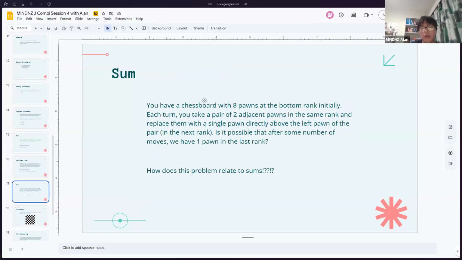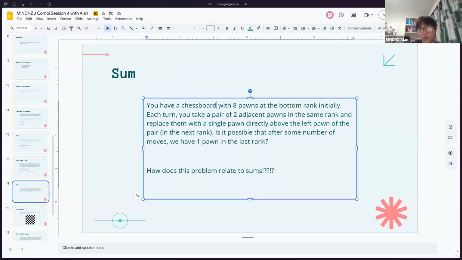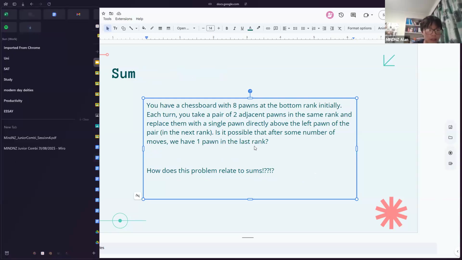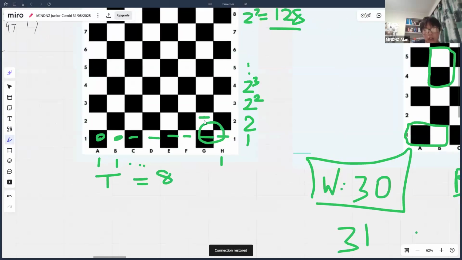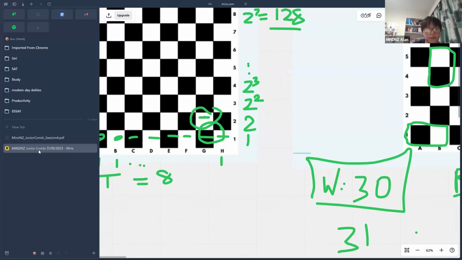And then after that, we looked at a weighted sum. So in this problem, we have a chessboard with 8 pawns at the bottom rank initially. After each turn, we take a pair of 2 adjacent pawns in the same rank and replace them with a single pawn directly above the left pawn of the pair. So we take these 2, and then this one is what we have after.